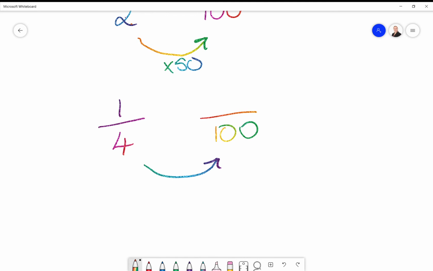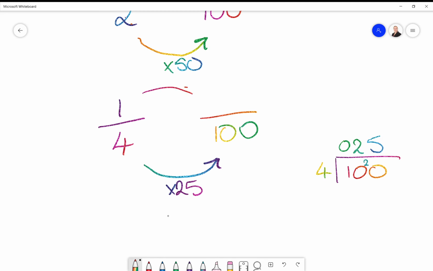Now you might know this, you might not. You might want to do a little divide sum. Or you might want to say how many 4s go into 1? None. How many 4s go into 10? Well, that's 2 because it's 8, remainder 2. And how many 4s into 20 goes 5. So 4 goes into 100 25 times. So I have to times 4 by 25 to turn it into 100.